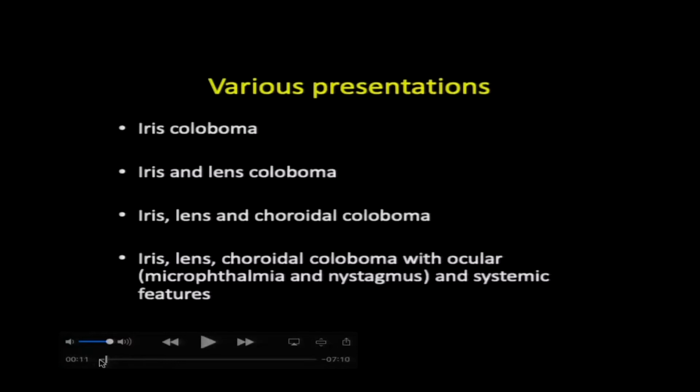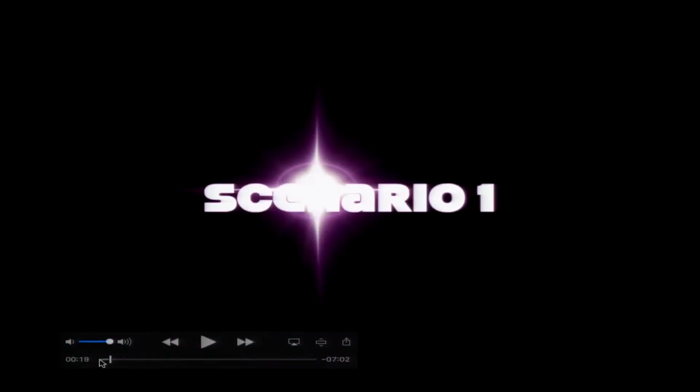Iris colobomas: we have a simple iris coloboma where there's only an iris defect, or a coloboma along with a lens coloboma, where the zonules are actually absent, not weak, and also the ones which have the retinochoroidal coloboma. Most of these eyes are smaller eyes, and usually you end up with harder cataracts. I think most of you must have experienced that. So we'll go by the first scenario, which is a very simple case.